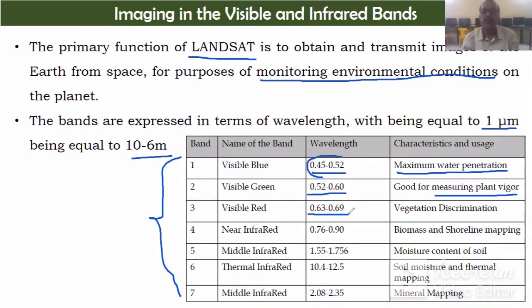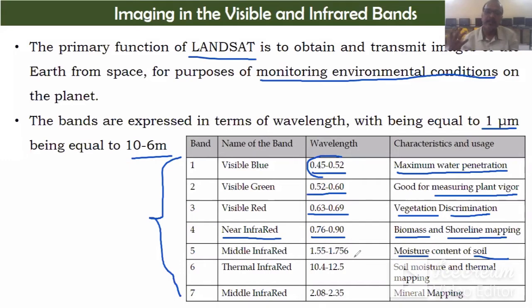Visual red is another band with a wavelength of 0.62 to 0.69, and it is useful for vegetation discrimination. So in vegetation, some discrimination or problems will be identified using visual red. Near infrared has a wavelength of 0.76 to 0.90, and it is generally useful for biomass and shoreline mapping. So the seashore or river shore will be mapped or identified using this near infrared band. Then another one is the middle infrared band, which is 1.55 to 1.756. It is generally useful for the identification of moisture in soil.